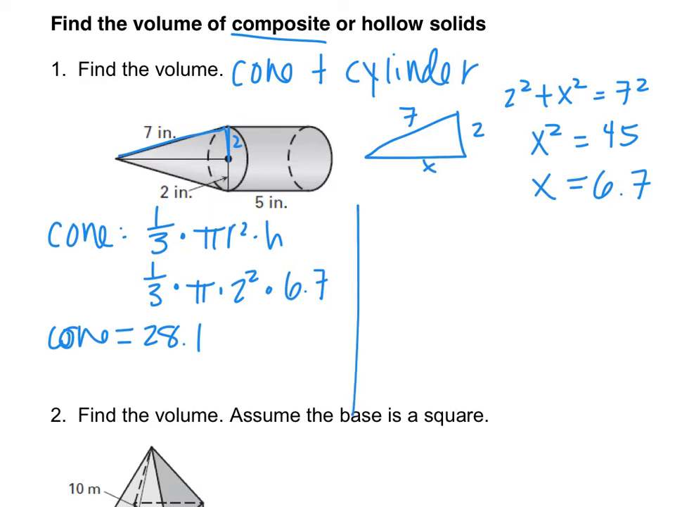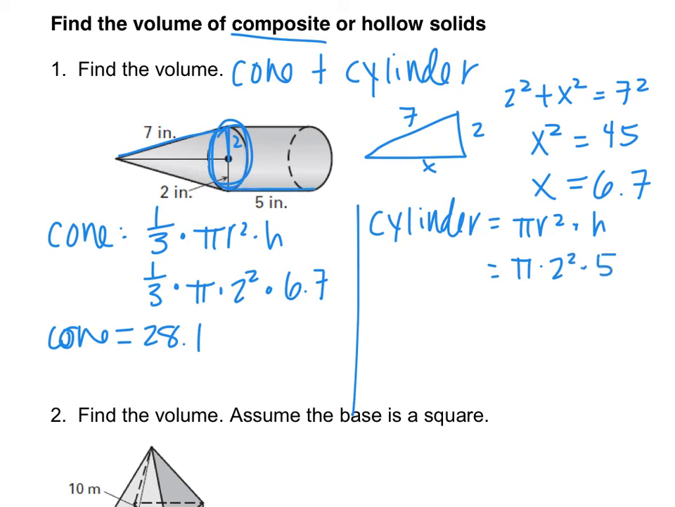All right, now the cylinder. So for a cylinder, our formula is practically the same thing. We just take out the 1/3. So pi r squared times the height. So it's the same circle on the end. It's the same radius we just had. So pi times 2 squared. And now here the height is the length across the bottom, 5. So pi times 2 squared times 5, we get 62.8. And that's our cylinder.